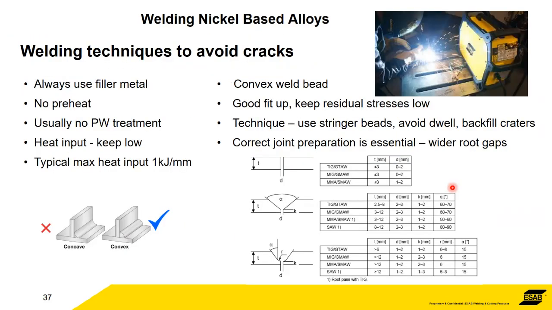So to compensate for that, there's a few things that we can do. I would always say always use filler metal, so don't try and weld nickel alloys autogenously. Keep the heat out as much as possible, so no preheat, no post-weld heat treatment. As I said, the only post-weld heat treatment that we would recommend is a full solution anneal to get things back, if you have to. Typical max heat input is 1 kilojoule. Put some material in the weld. Don't try a convex weld bead. Try and put some material in there to give it a chance of holding everything together.